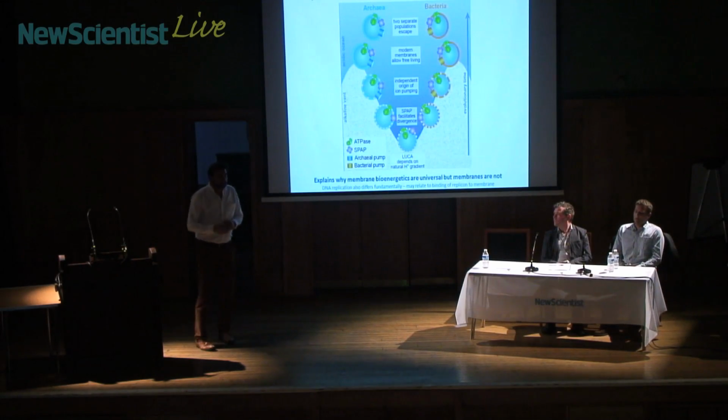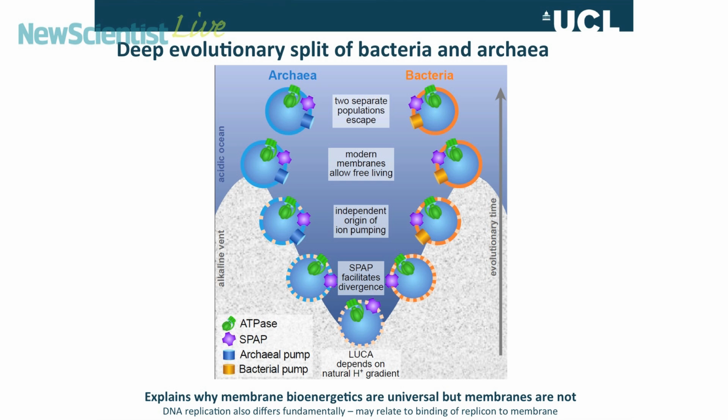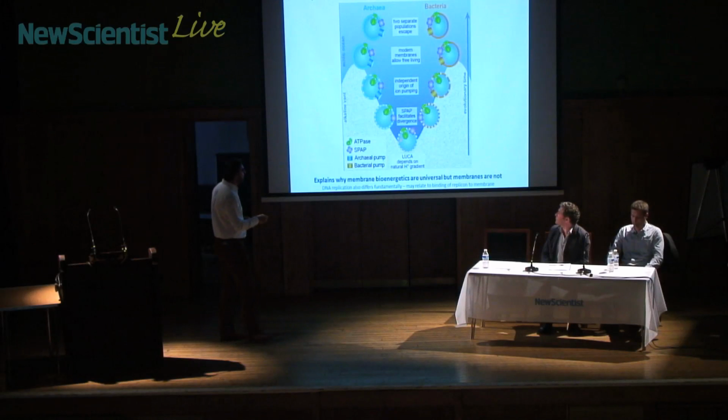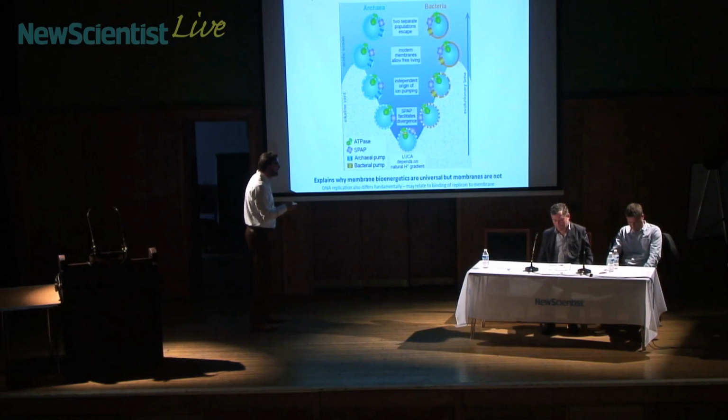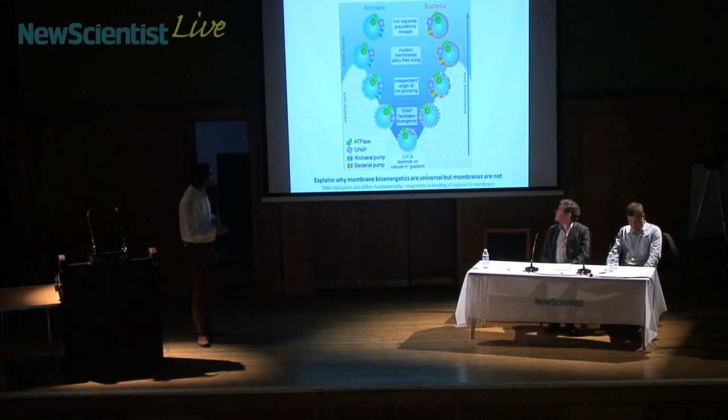So just to really finish, we would picture then the last universal common ancestor as being quite an unusual cell, dependent on these proton gradients, living in alkaline hydrothermal vents with a sodium proton antiporter, with an ATP synthase, with an ECH. This is the energy converting hydrogenase, which I'm not showing here. Divergence as soon as you've got the antiporter, and then independent origins of these different types of membrane, independent origins of the different types of pump.